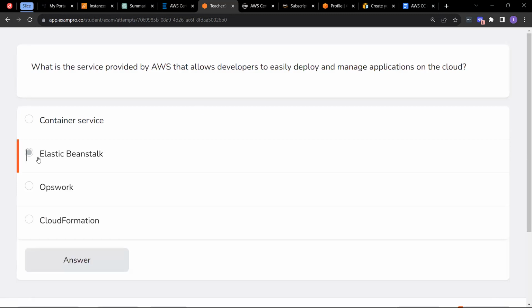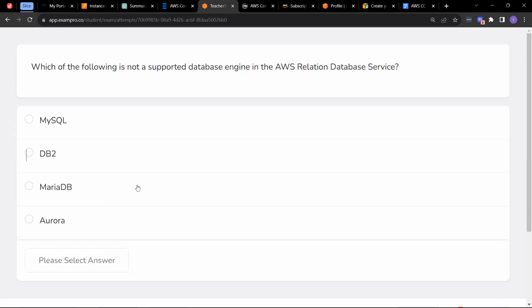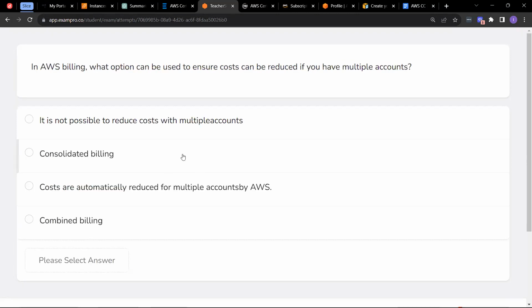Yes, correct. Which of the following is not a supported database engine in the Relational Database Service? We are looking at Relational Database Service. MySQL is relational, MariaDB is relational, Aurora is relational. So DB2 is the odd one out. We don't know this. If you are wrong, we'll read about it.